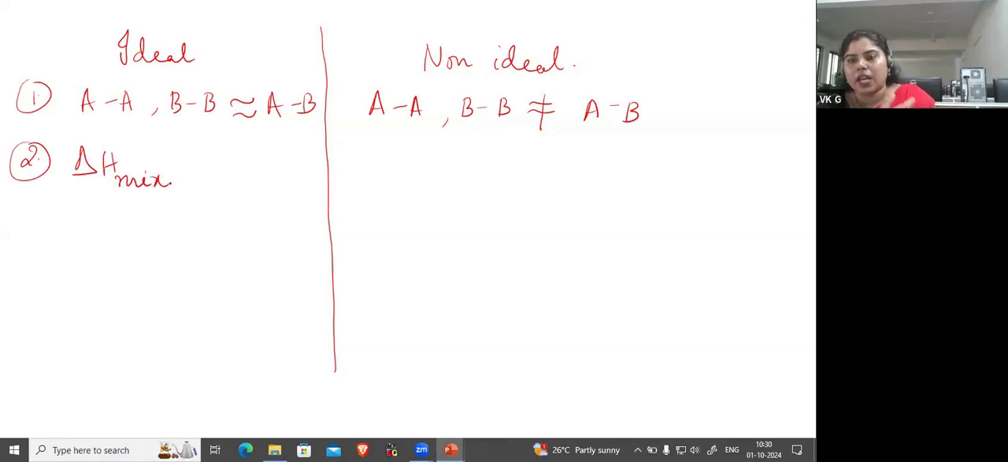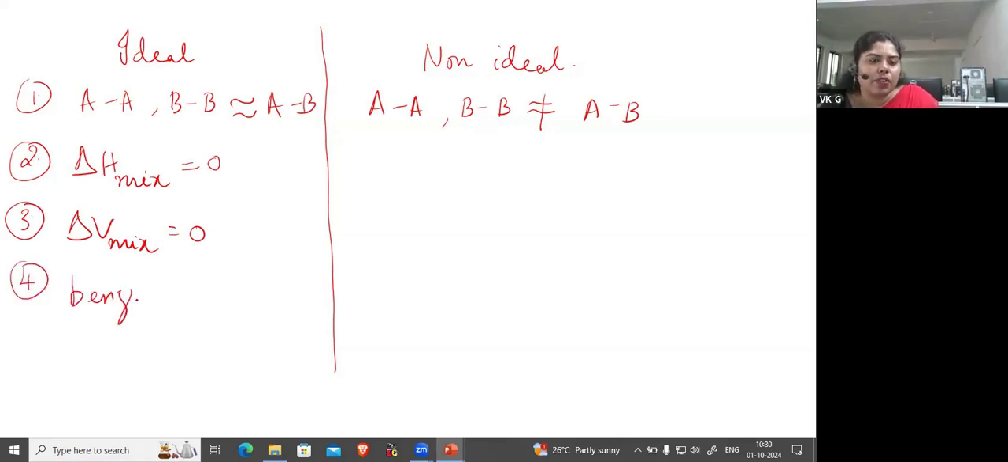When you mix them, was there any heat energy change? No, there was no heat energy change, because in an ideal solution, how they were before and after will remain the same. Even in the case of the ideal solution, volume mixing, is there any change? No change. So delta V mix also will be equal to 0. Then you can give an example of anything, that is benzene and toluene, if you remember, you can go for that as an example.